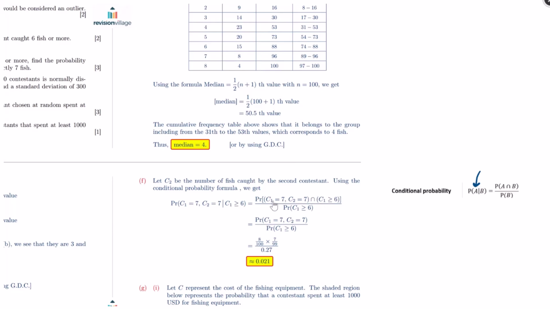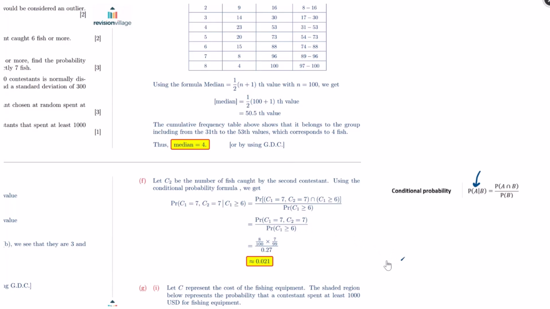Now the numerator, this is a bit of a conceptual understanding here. The probability of both contestant 1 and contestant 2 catching 7 and them both catching more than 6, well, in order for them to both catch 7, they would have therefore caught more than 6. So this numerator can be summarized as just the probability of both of them catching 7. Because if they both catch 7, well, of course they're going to catch more than 6. They need to catch more than 6 in order to catch 7. So I have summarized the numerator here as the probability of contestant 1 catching 7 exactly, and then contestant 2 catching 7 exactly. And then we can visualize this as a tree diagram.